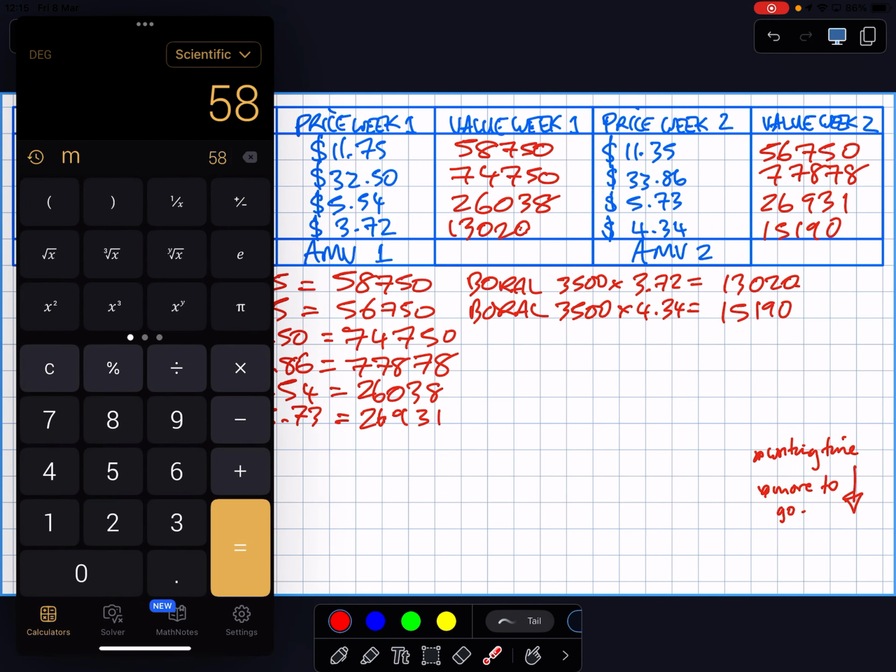So if I add them all together, that'll tell me what the value was in week 1. So 58750 plus 74750 plus 26038 plus 13020 is 172,558. Week 2's all added together: 56,750, 77,878 plus 26,931, 15190.